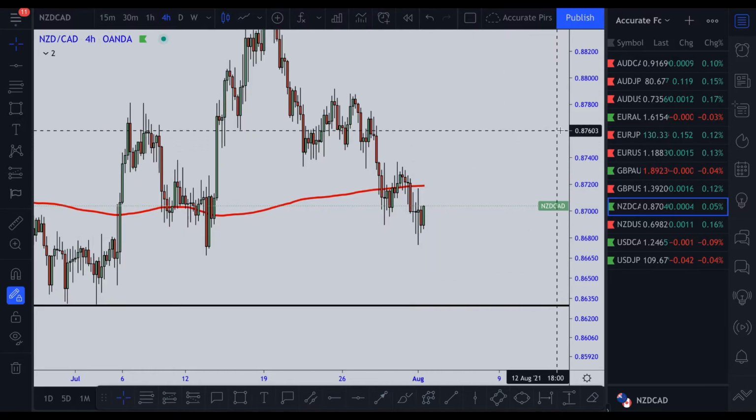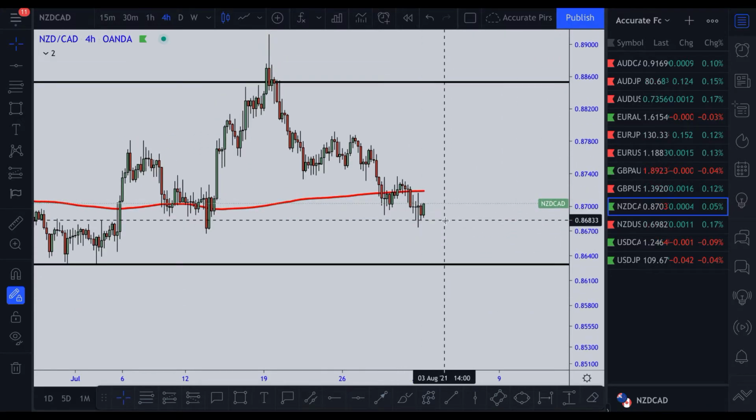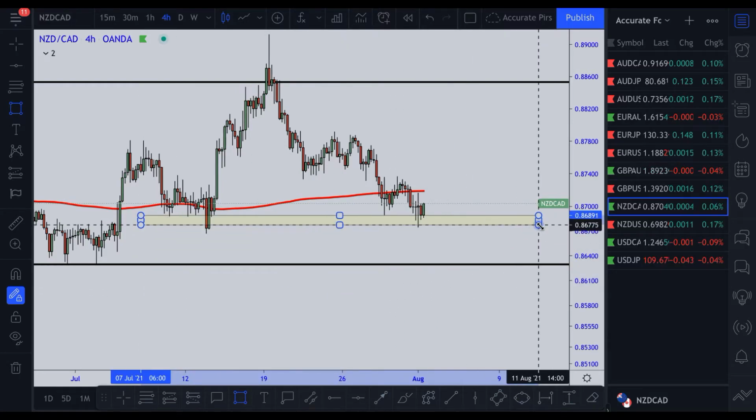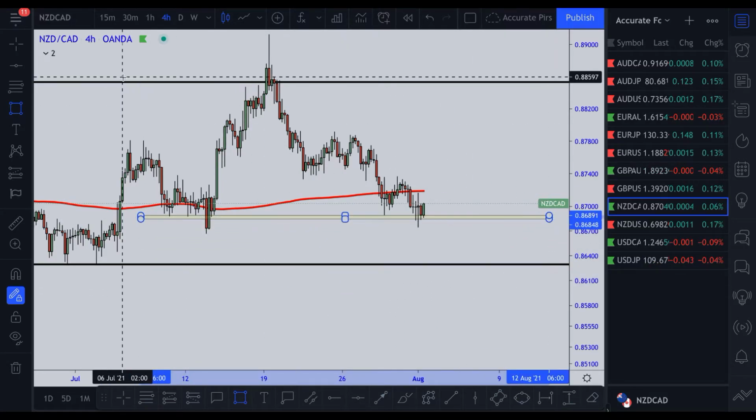So with NZDCAD, I'm going to be looking to get in for a buy. Looking for a buy position for NZDCAD this week. So this trade looks pretty much good to take. Not right now. Go wait for this 4-hour candlestick to close, and we'll take it from there.